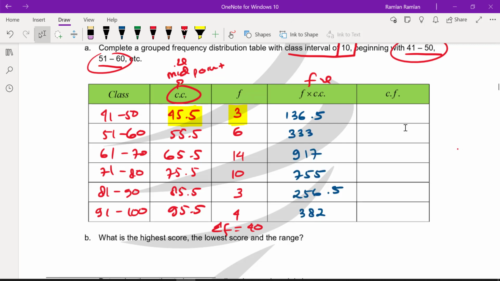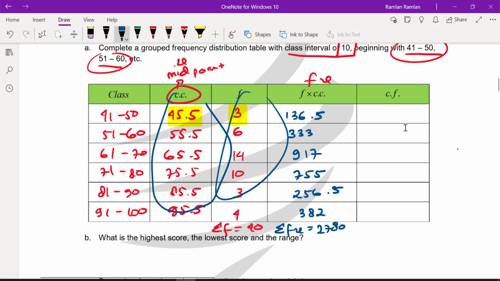Okay, so this is what I got from multiplying the midpoint with the frequency. So we have these numbers, and then remember, guys, we can find the sigma fx. Just add all of these numbers, right? So you will get 2,780 for this one. Then again, guys, if you decide to do it more quickly, you can use a calculator. Just put these as the outcomes and these as the frequency on your calculator, and you will get the mean value. Okay, now the next one is the CF. Remember, guys, the CF is just focusing on the frequency.